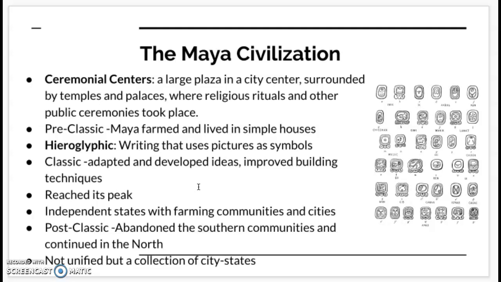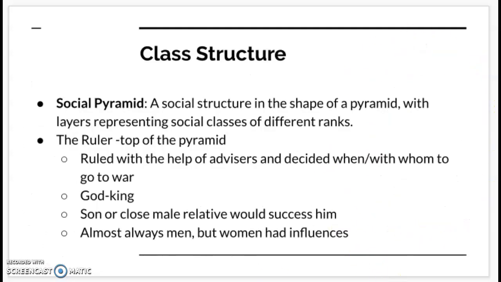The Maya civilization was not united or unified, but they were more of a collection of city-states. So kind of think how in ancient Greece they had a bunch of city-states. It was similar to this in the Maya civilization during this time. And over here we have a picture of what some of the Maya hieroglyphics look like.